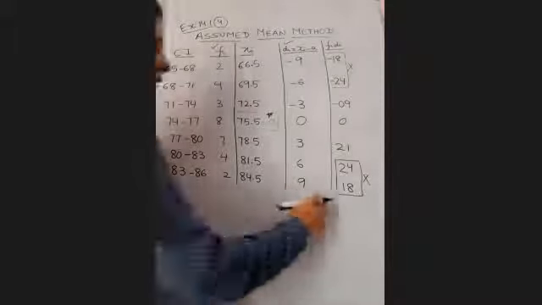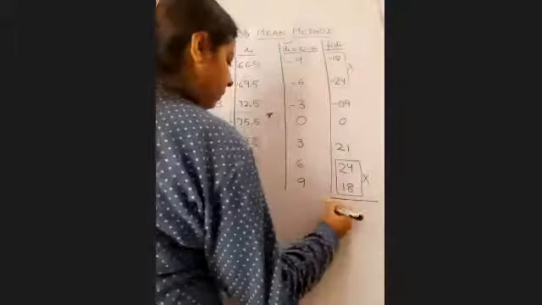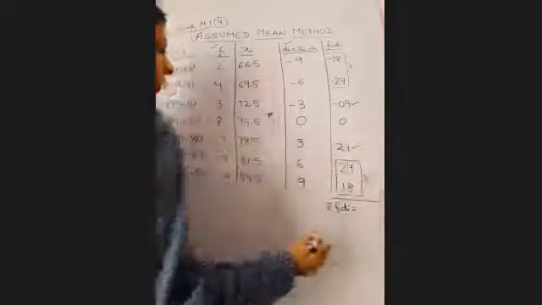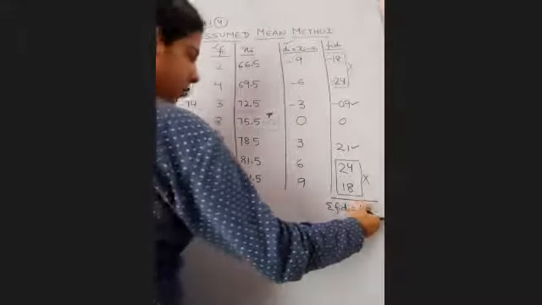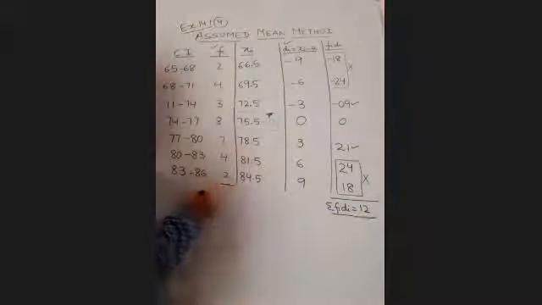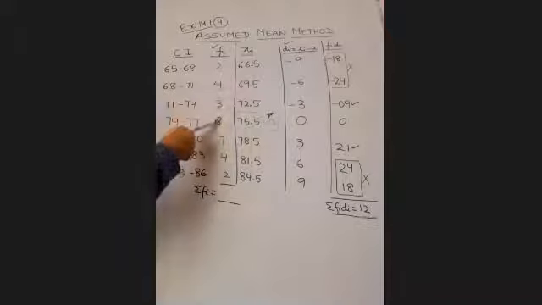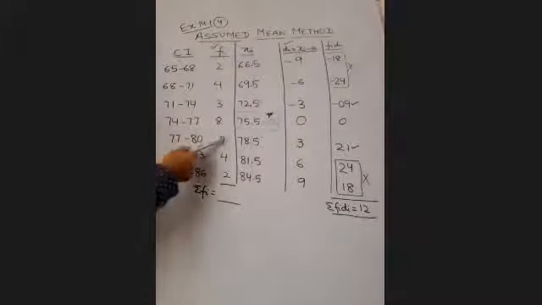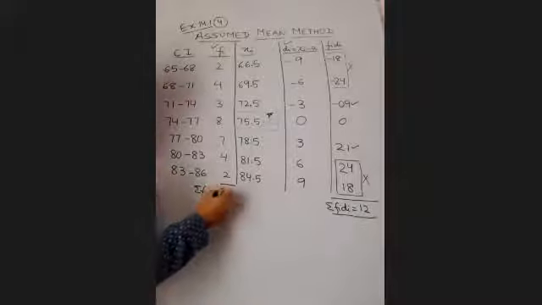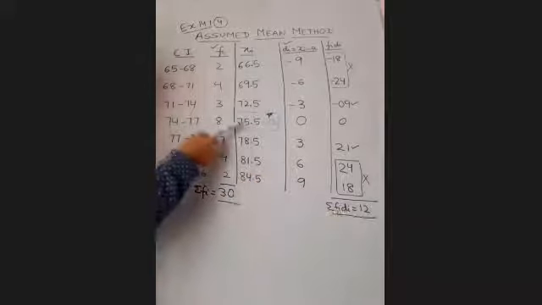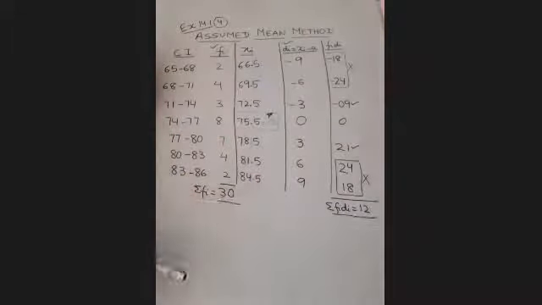So what is our summation fi di? Minus 9 plus 21, that is 12. And what is summation fi? Please tell me summation fi. 2 plus 4, 6, plus 3, 9, plus 8, 17, plus 7, 24, plus 6, 30. Now, fi di is positive. Does it mean that the average is more than the assumed mean or less?